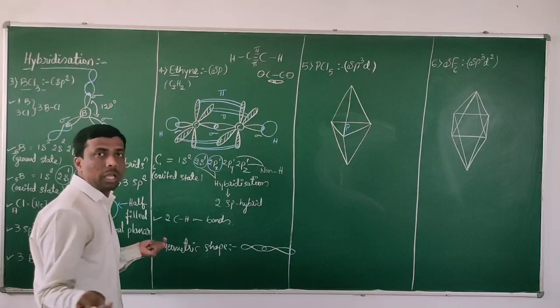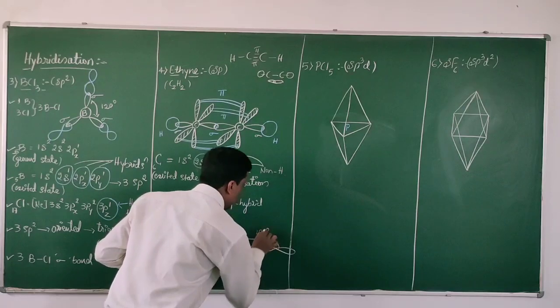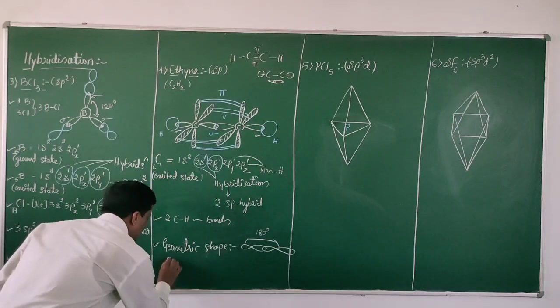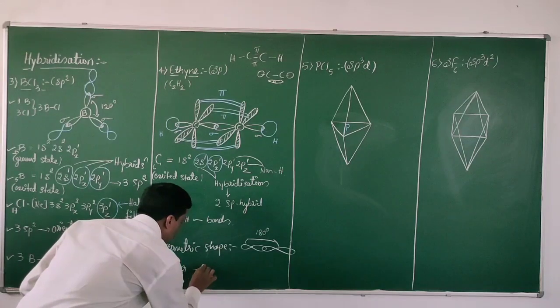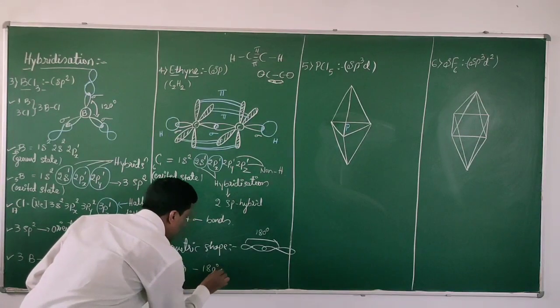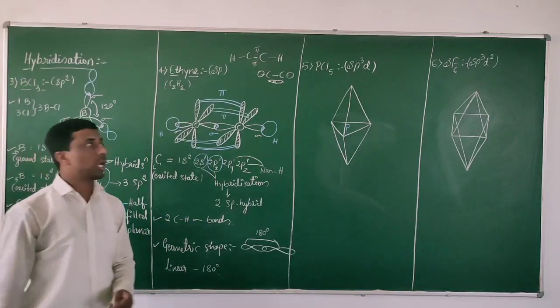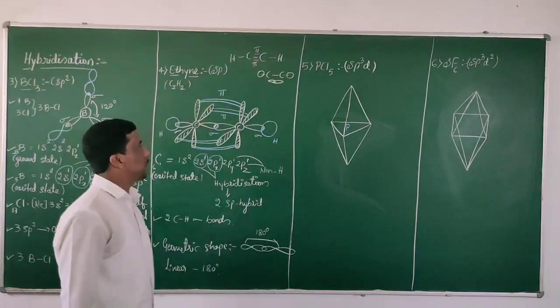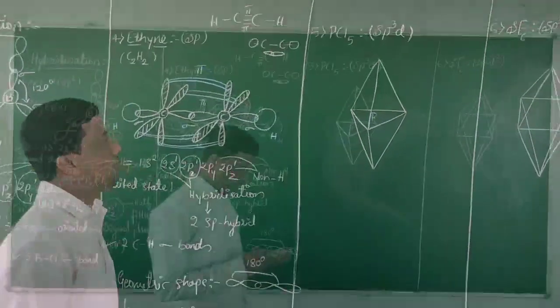How are they arranged? They are arranged linearly with a bond angle of 180 degree. It means the geometrical shape is linear with a bond angle of 180 degree. This is about the ethyne molecule formation with the sp hybridization. Okay, yes.